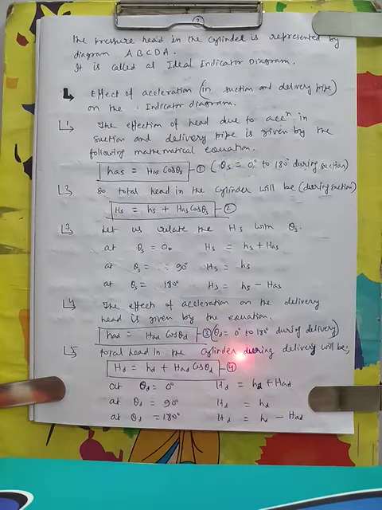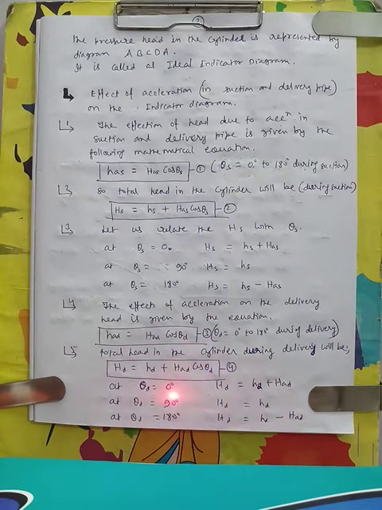So total head during the delivery stroke, if we add the effect of acceleration head, will be HD is equal to HD. This is the constant head. If we don't take the effect of acceleration, then throughout the delivery stroke, this is the constant pressure, as we have seen in the ideal indicator diagram. But if we add the effect of acceleration, then this total will be delivery head. It will vary because theta is varying.